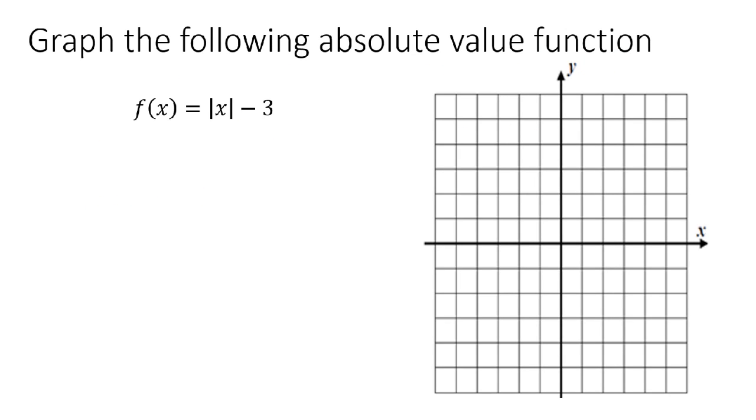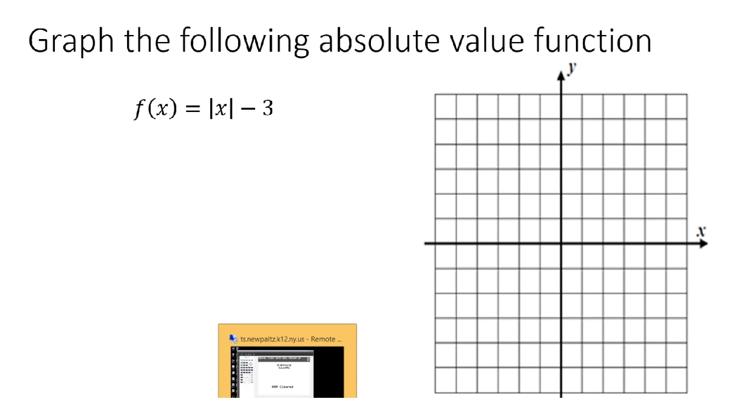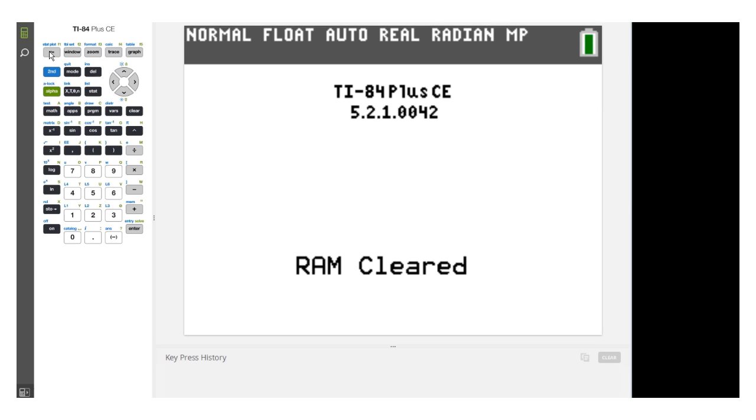Let's take a look at our first function, which is an absolute value function. We have f of x equals the absolute value of x minus 3. Let's graph this function on the grid using the TI-84 calculator. So the first thing I'm going to try to do is put this function in the calculator. I'm going to go to y equals.